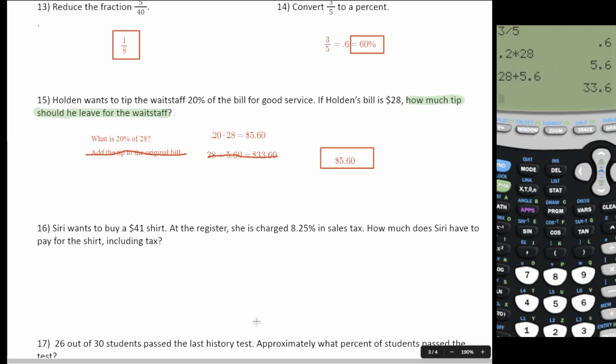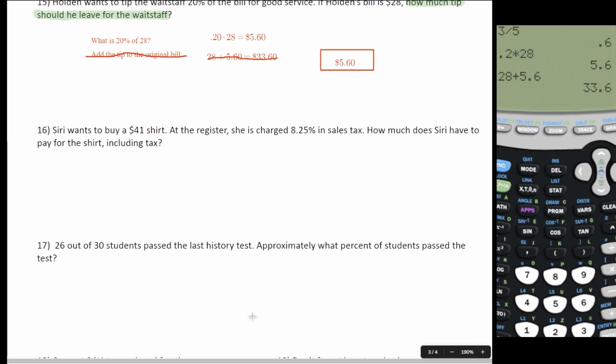Number 16 says Siri wants to buy a $41 shirt. At the register, she's charged 8.25% in sales tax, which is what we have in Austin, Texas. How much does Siri have to pay for the shirt, including tax? Okay, so this one we are going to need to go back and add that percent increase, the amount that we're adding for tax, back to the original amount. So it's going to be kind of like what we did up here, but without crossing out the second step.